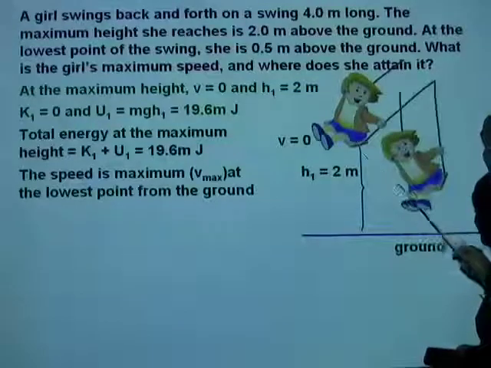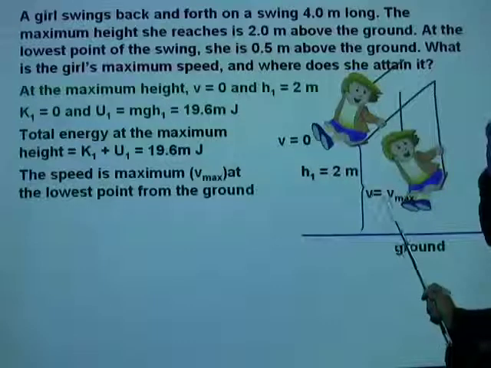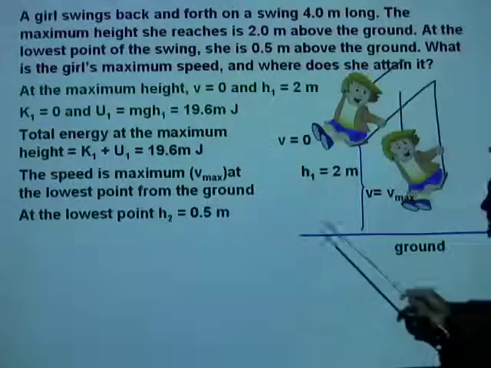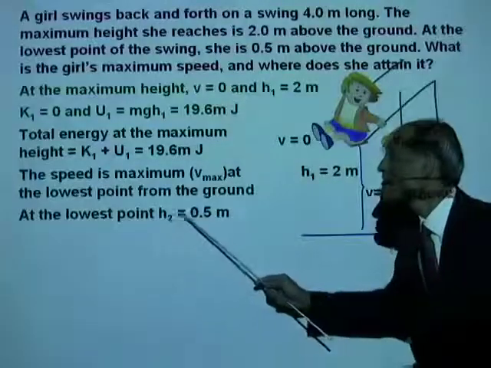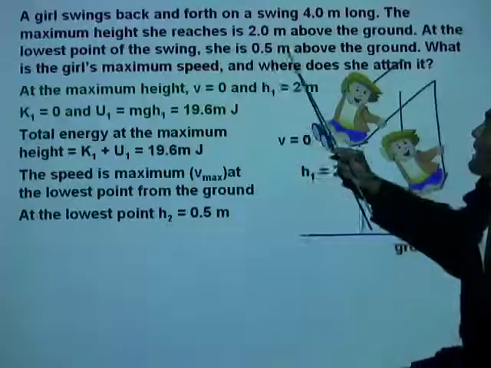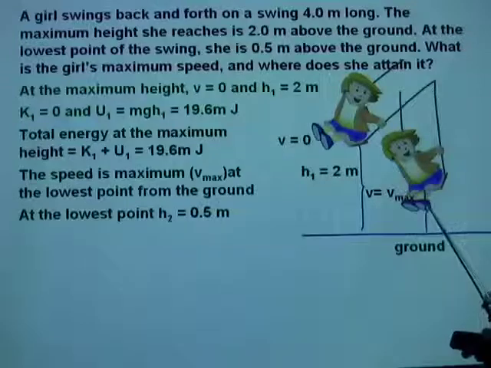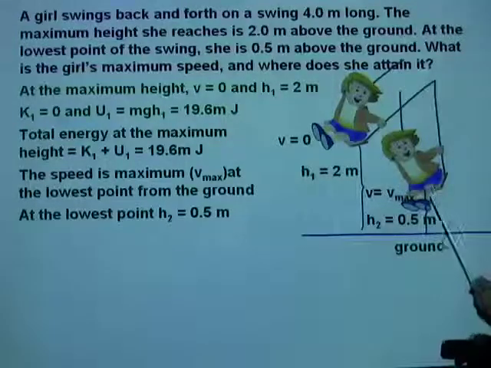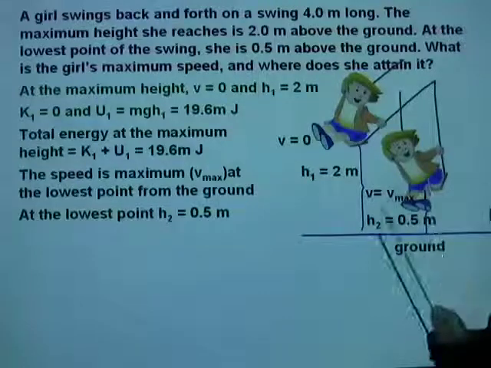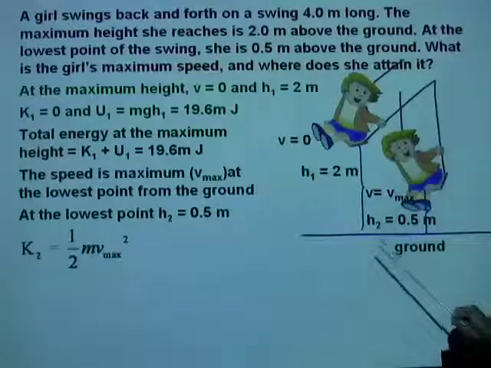So the swing comes now. This is the lowest point. The speed is maximum there. V equals V max. And at the lowest point, h2 equals 0.5 meter. So she is 0.5 meter above the ground at the lowest point. So this height is 0.5 meter. That means she has a certain amount of potential energy and a certain amount of kinetic energy at this point.